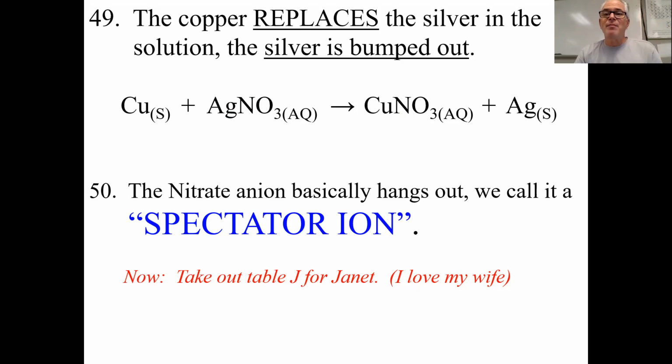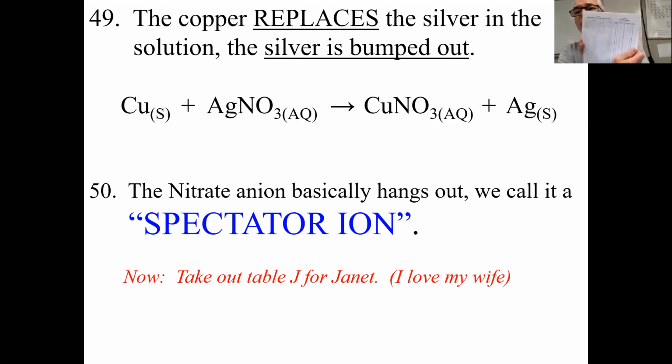Now, let's take out table J, and we're going to talk about why I love my wife. I love my wife because she's smart and pretty and happy and nice and good and a good mother and a good wife, and she's just wonderful. And you should be so lucky one day to find somebody to love like that.